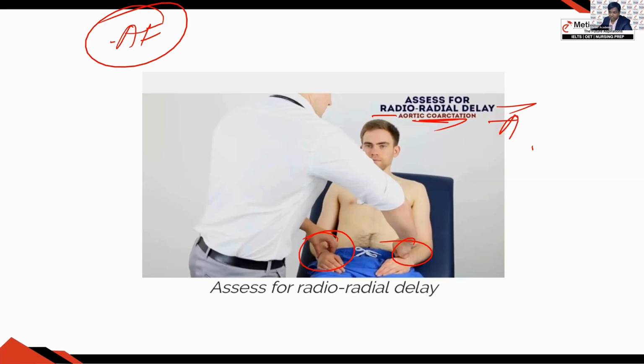When there is a radio-radial delay, you palpate both together, and if one comes to 72, the other should also come to 72, but at the same time one comes to 68. So there is a delay between the radials. That shows the patient is going for aortic regurgitation. I'm giving the finding directly, an important finding.